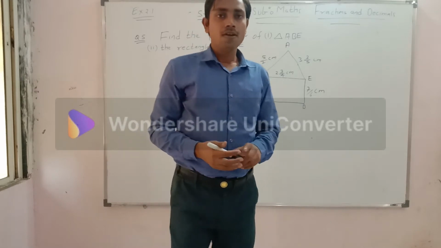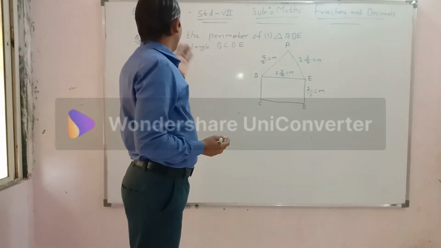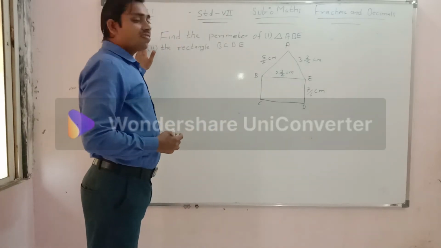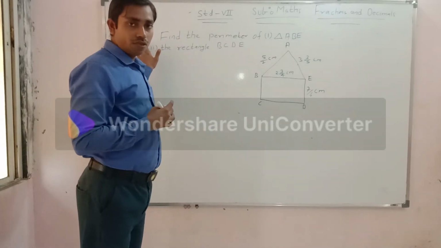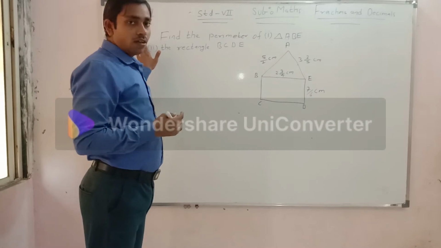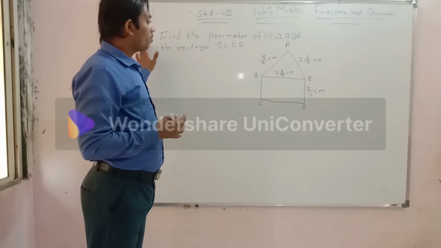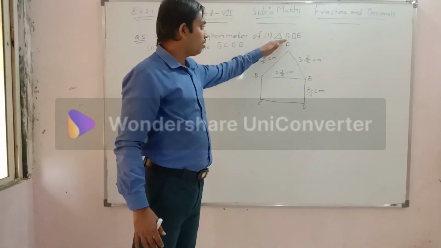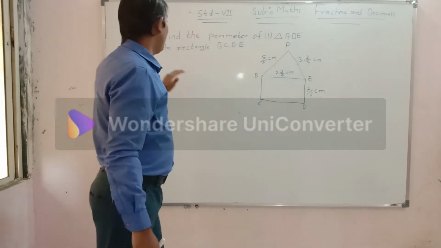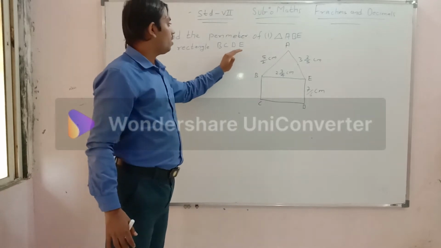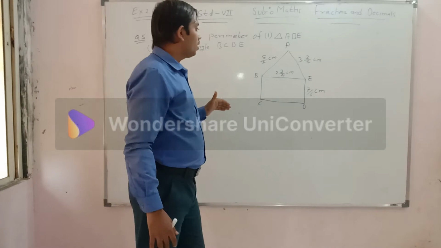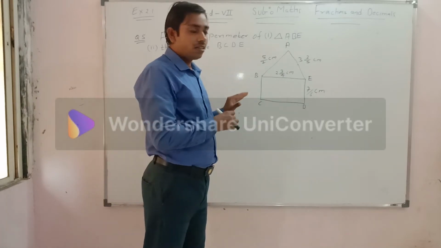Now today we are going to proceed with exercise 2.1. In that we will see question number 5, my dear students. So let's see, here also we have to find the perimeter for a given triangle ABE and rectangle BCDE. So look at this picture, my dear students. Here there is a triangle given.